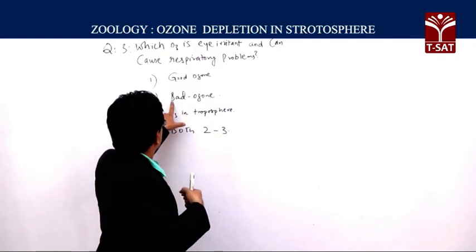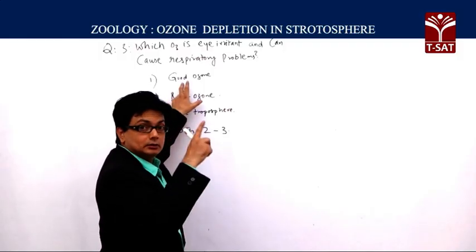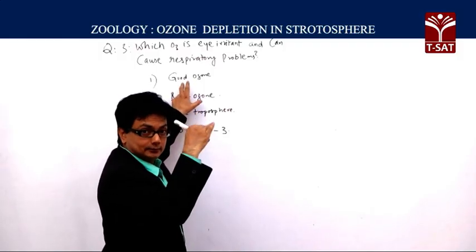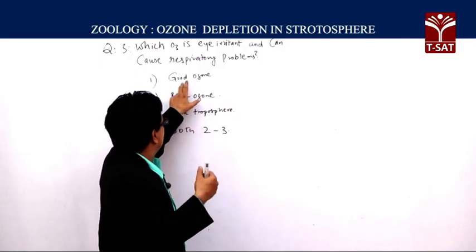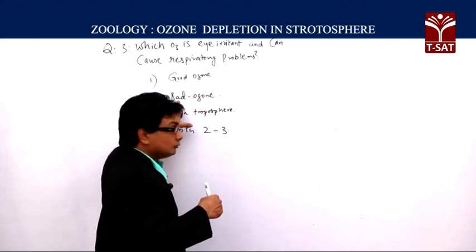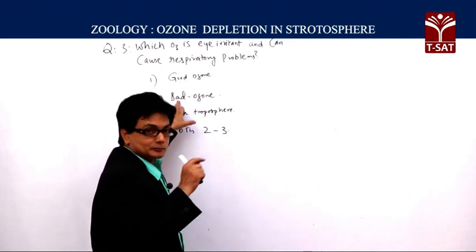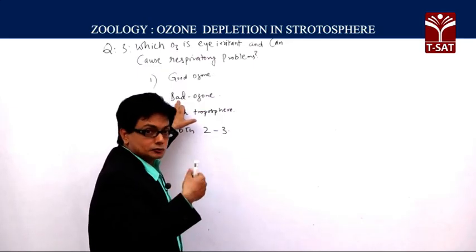Okay, bad ozone is one option. Good ozone is wrong, because the ozone which is present at higher altitude is of good use. It prevents the entry of UV. So good ozone is the incorrect answer. Bad ozone affects the human respiratory system. In fact, it affects the vegetation and crops too.